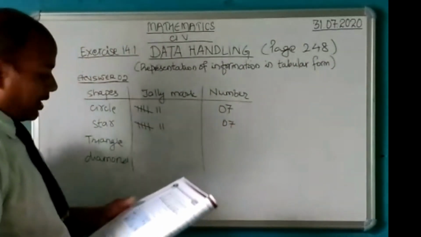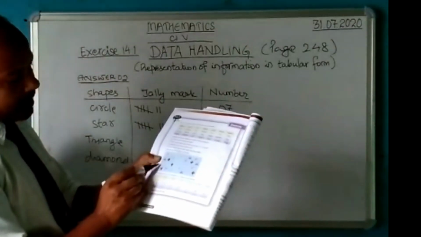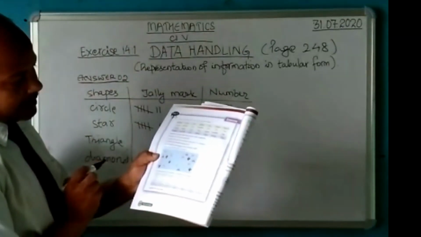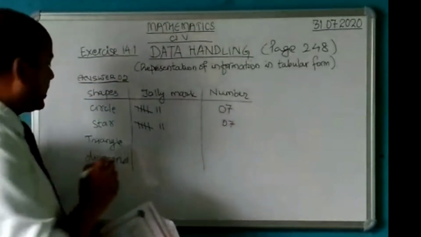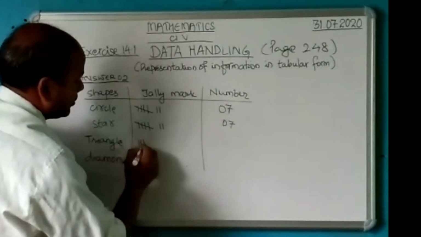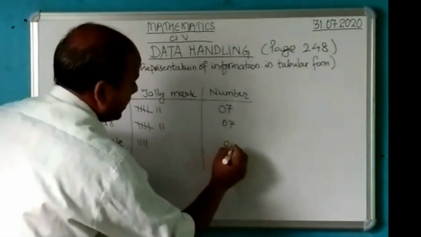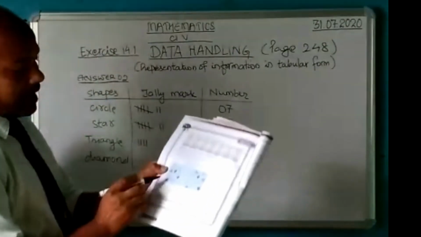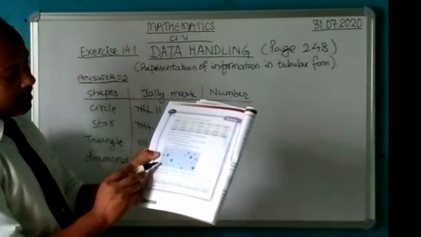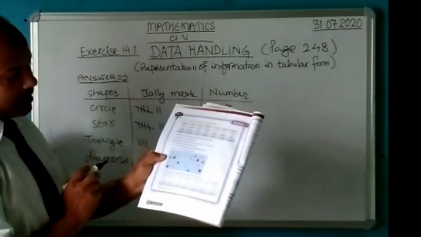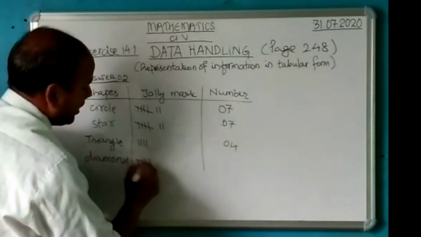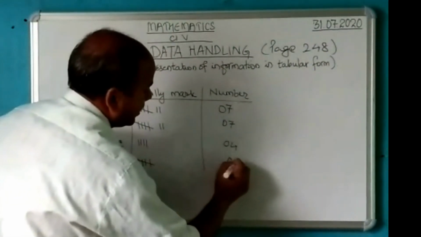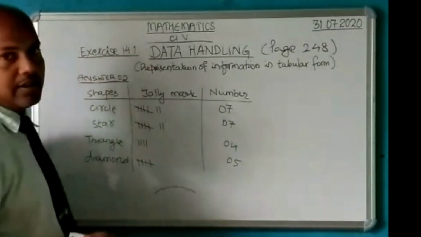Then you have a triangle. Triangle: 1, 2, 3, 4. I can see only 4 triangles. So 4 triangles are there. And at the end you have the diamond. The diamond is red in color: 1, 2, 3, 4, 5. So 5 diamonds are there, and this is the end of question number 2.